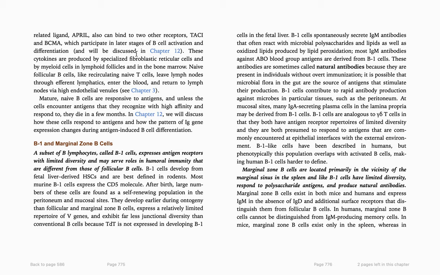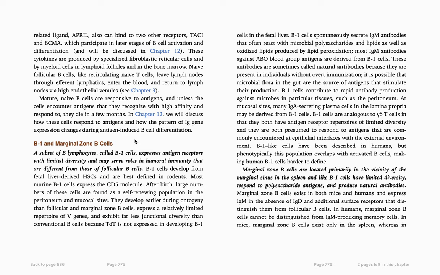These cytokines are produced by specialized fibroblastic reticular cells and by myeloid cells in lymphoid follicles and in bone marrow. Naive follicular B cells, like recirculating naive T cells, leave lymph nodes through efferent lymphatics, enter the blood, and return to the lymph nodes via high endothelial venules. Mature naive B cells are responsive to antigen, and unless the cell encounters an antigen that it recognizes with high affinity and responds, it dies in a few months. In chapter 12, we will discuss how these cells respond to antigen and how the pattern of Ig gene expression changes during antigen-induced cell differentiation.